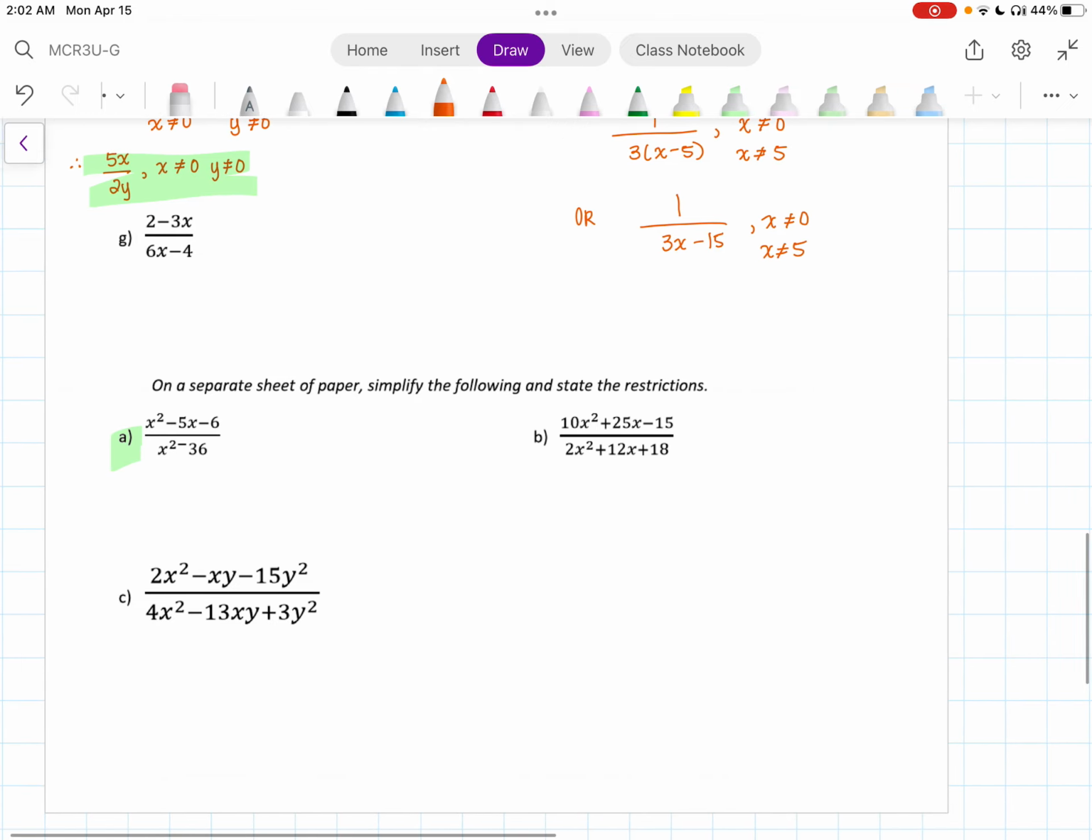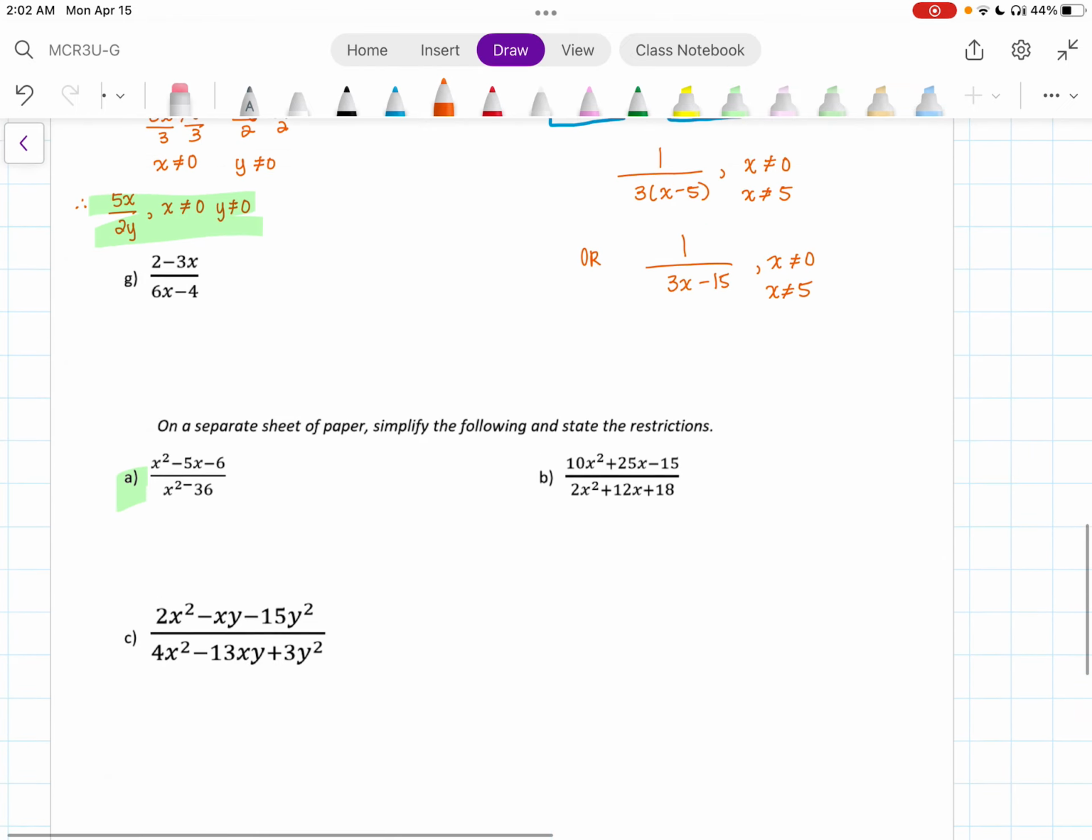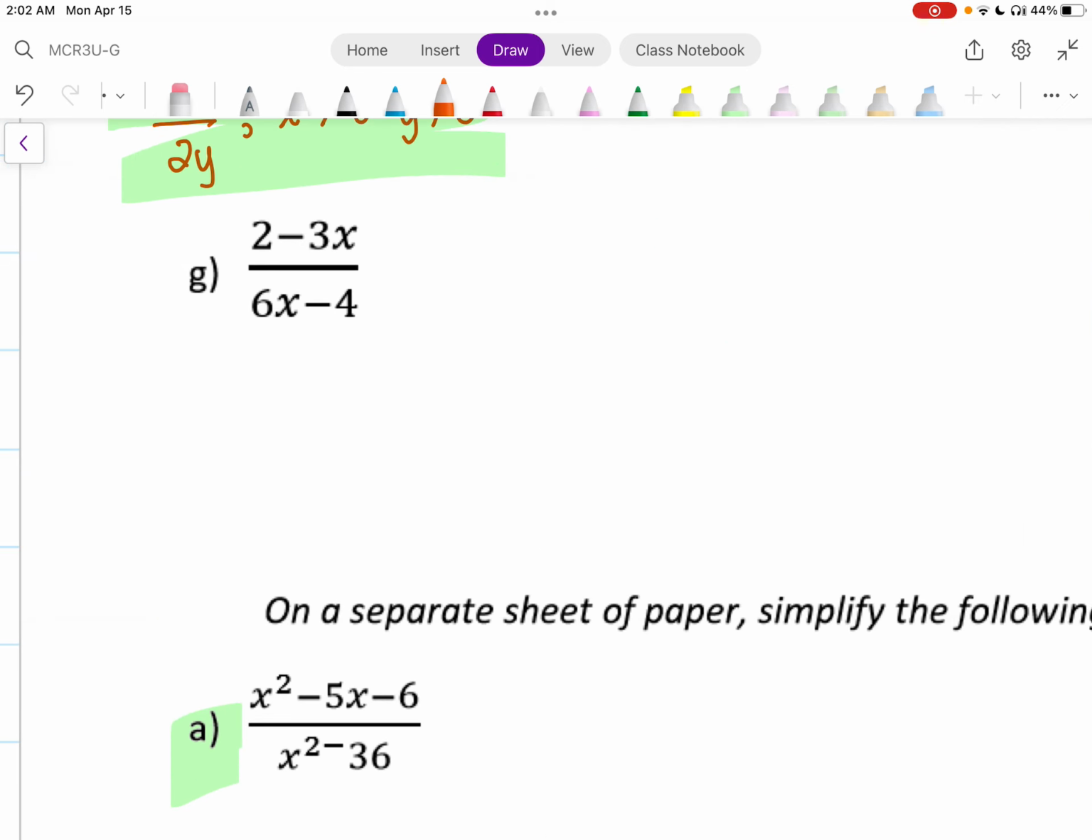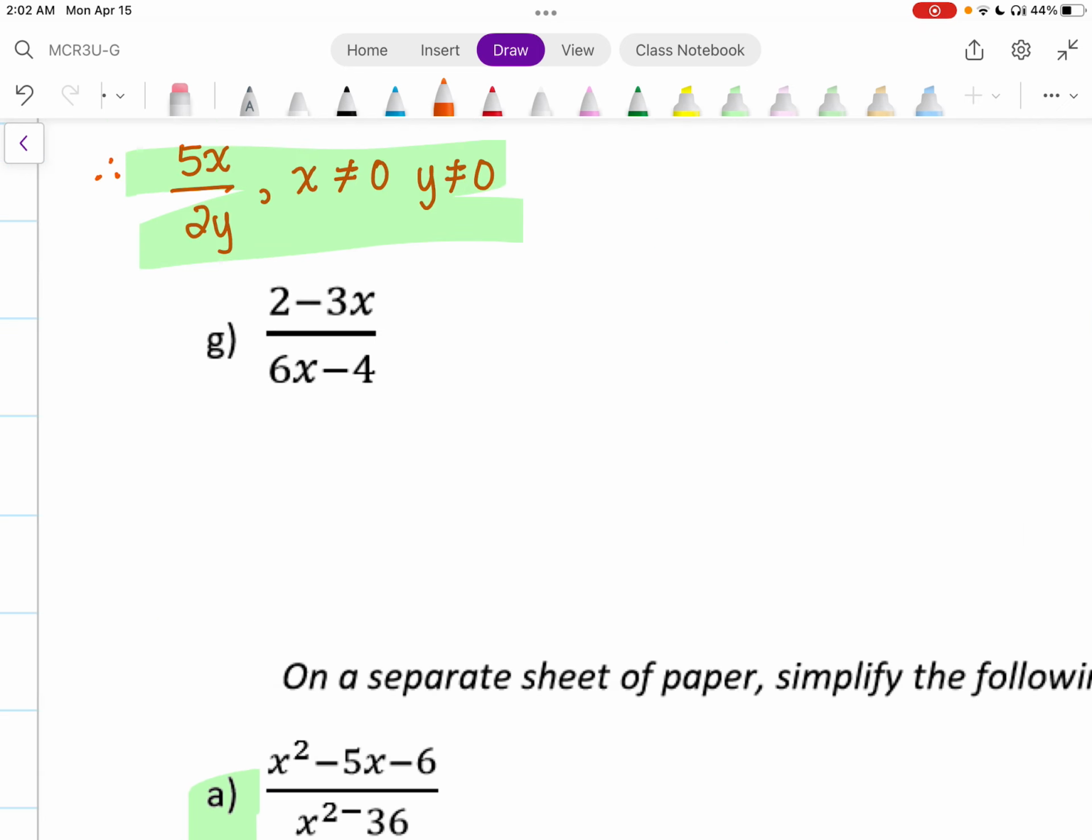So now I'm just going to go over number A with you. Or sorry, we'll do G as well. G is a little bit tricky. So let's do this one. I actually really like this question. So let's go ahead and factor it out.